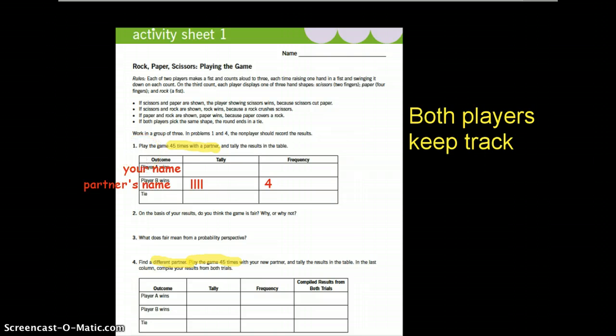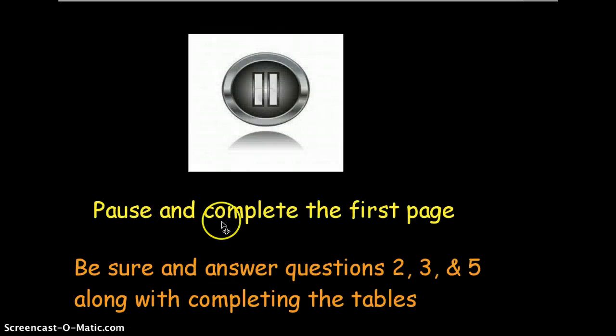Once you're through with that and through writing all of that, you're going to want to pause this and complete the first page by doing all the activities, and then move on. So go ahead and pause now.